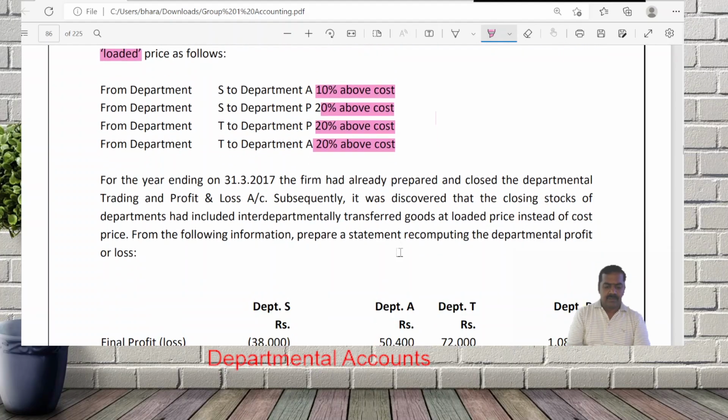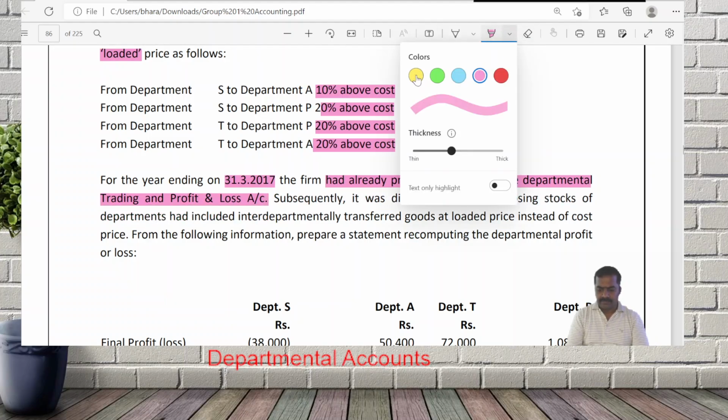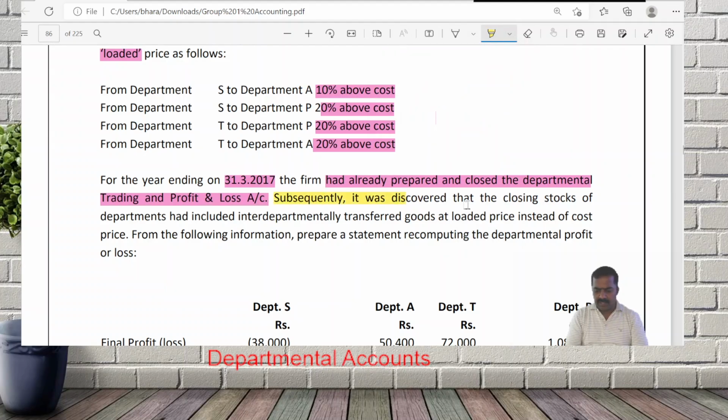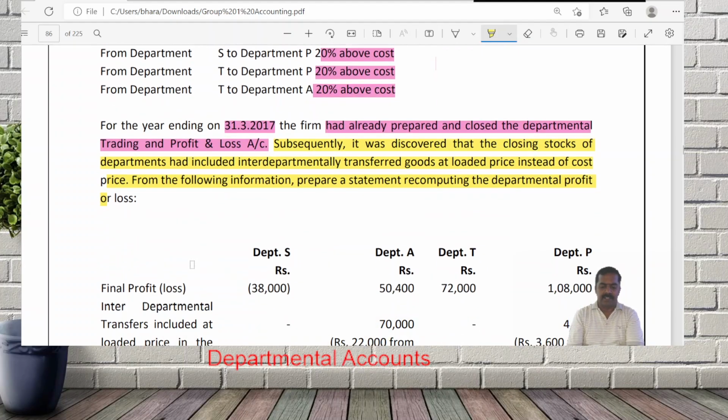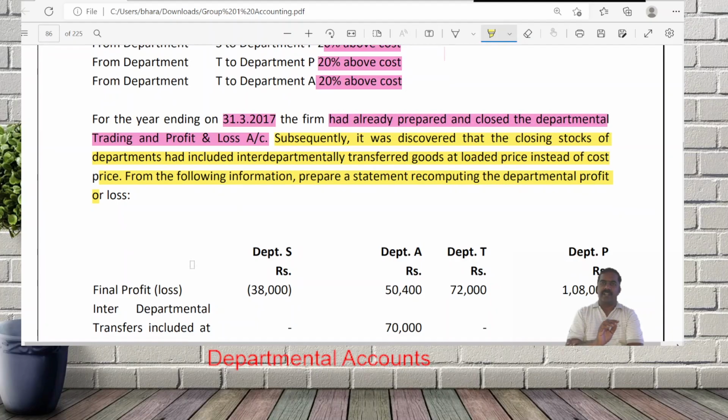Then for the year ending 31st March 2017, the firm has already prepared and closed which account? Departmental accounts. Subsequently, it was discovered that the closing stock of departments had been included at what? Loaded price instead of which price? Cost price. So, what is the meaning of this? They have closed the final accounts without eliminating stock reserve.